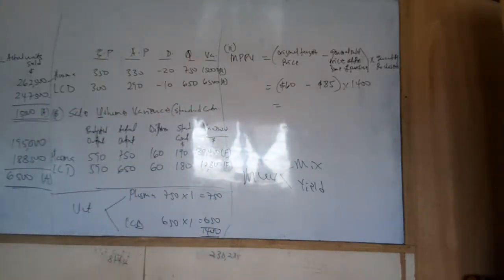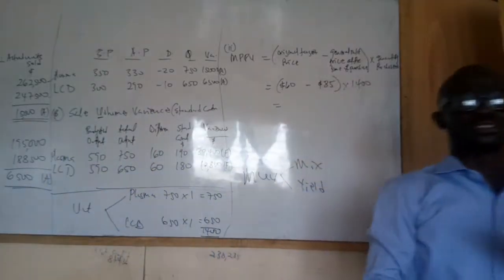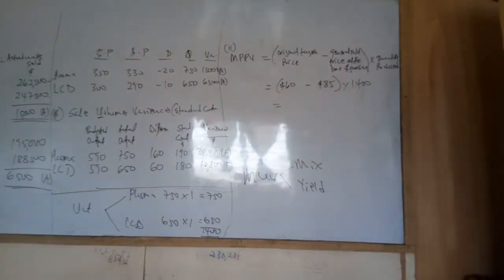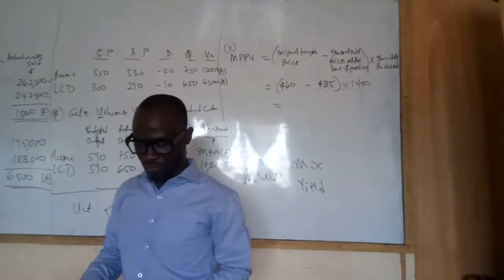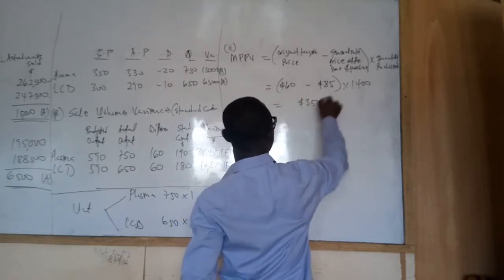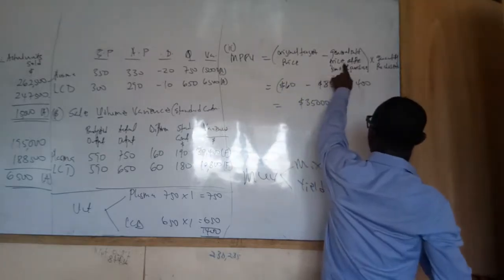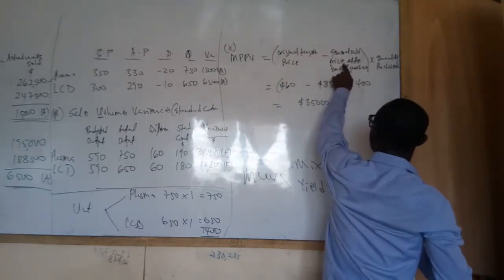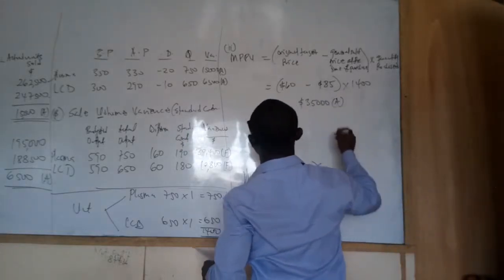Does it make sense? Or are you lost? You get it? Okay. What do we have? 35,000. Is it good or bad? This was your target, but this was the market price. So this is an adverse variance. I hope you get the idea.